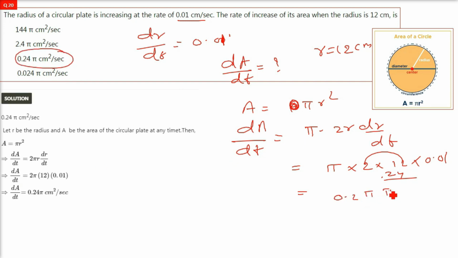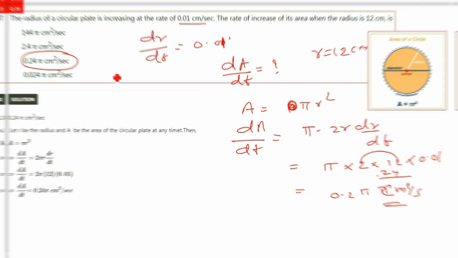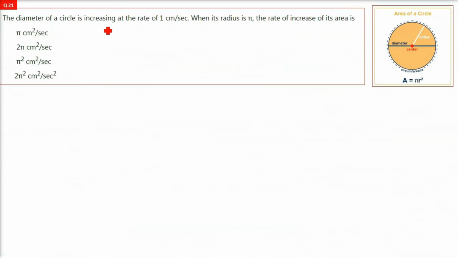C is the correct answer. So it's just computation, other things you know very well. The diameter of a circle is increasing at a rate of 1 centimeter per second. So we have dD by dt. This D can be capital. It's 1 centimeter per second.